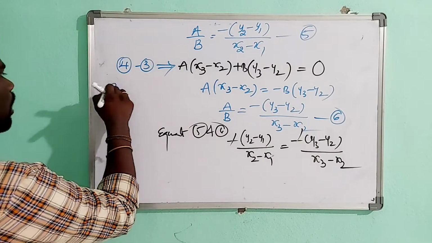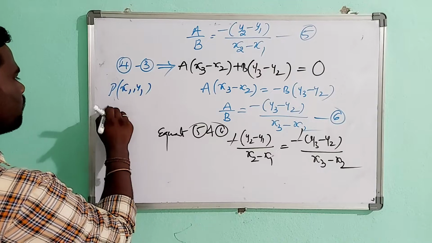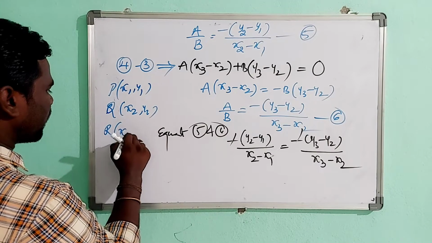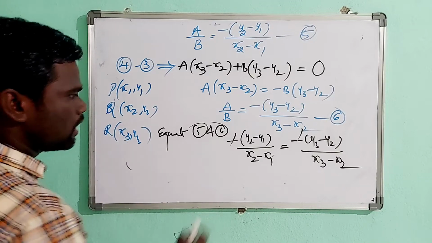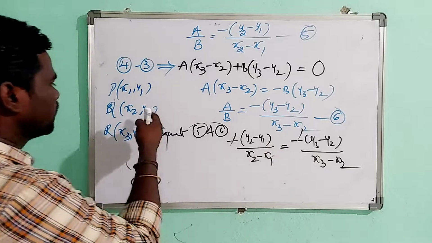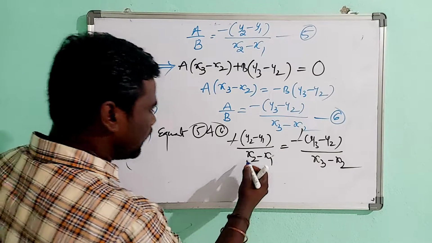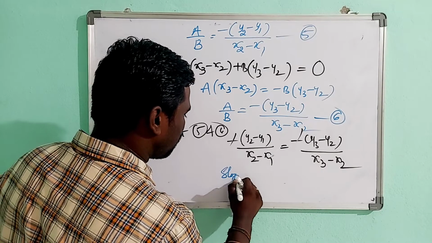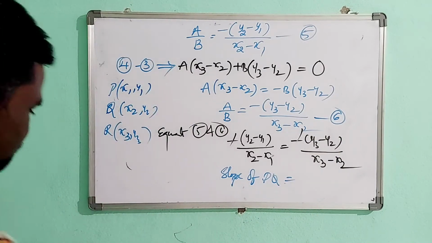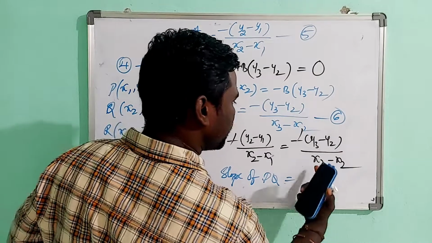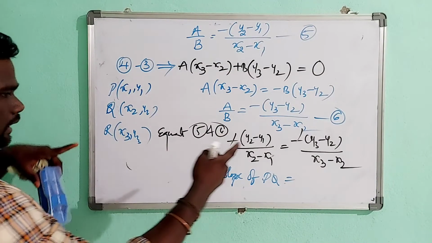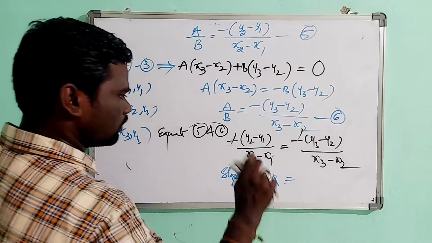Here P is (x1, y1), Q is (x2, y2), and R is (x3, y3). Now (y2 minus y1) by (x2 minus x1) is the slope form for the two points P and Q, so it is nothing but the slope of PQ. That equals (y3 minus y2) by (x3 minus x2), which is again the slope form of two points.